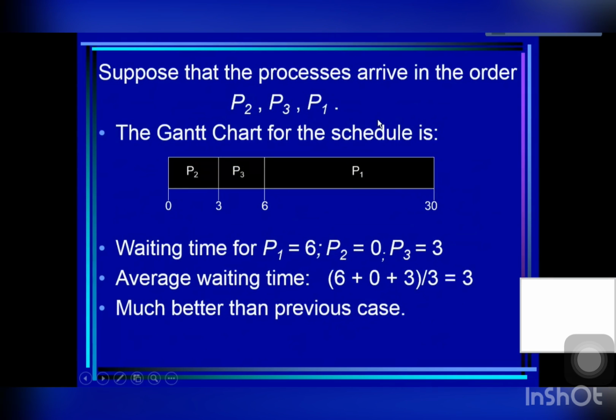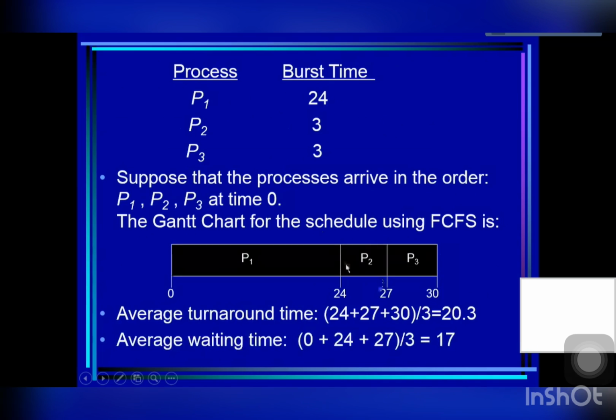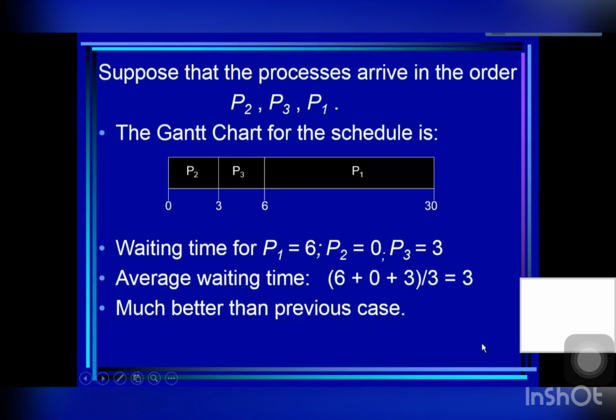Suppose that the processes arrive in the order P2, P3, P1. Then the Gantt chart for the first come, first served scheduling algorithm is this one. So we get the average waiting time is 3, much better than the previous circumstance.